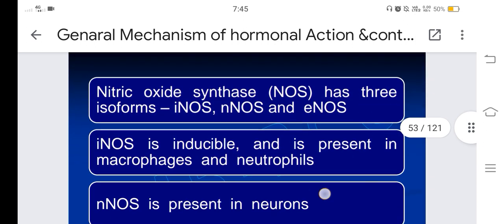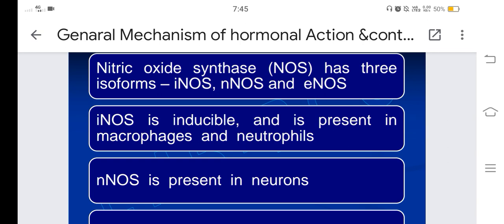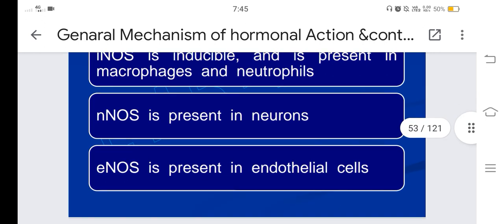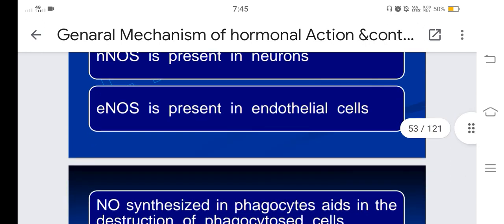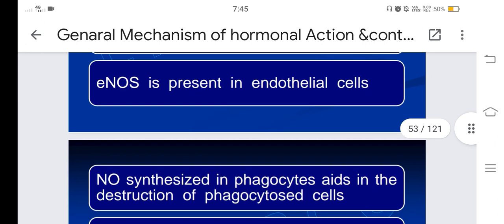Nitric oxide synthase has three isoforms: iNOS, nNOS, and eNOS. iNOS is inducible and is present in macrophages and neutrophils, and nNOS is present in neurons. eNOS is present in endothelial cells.